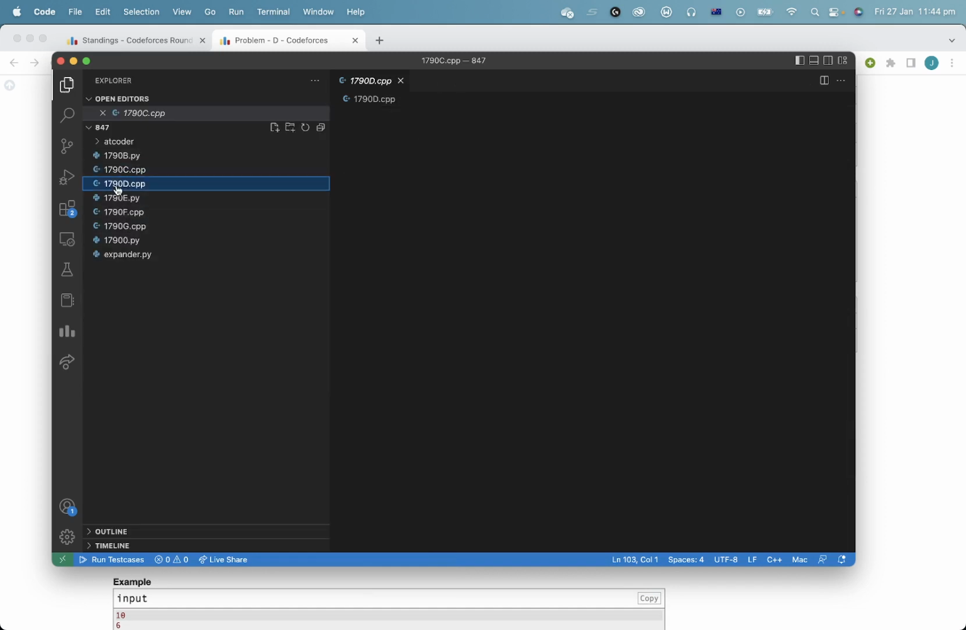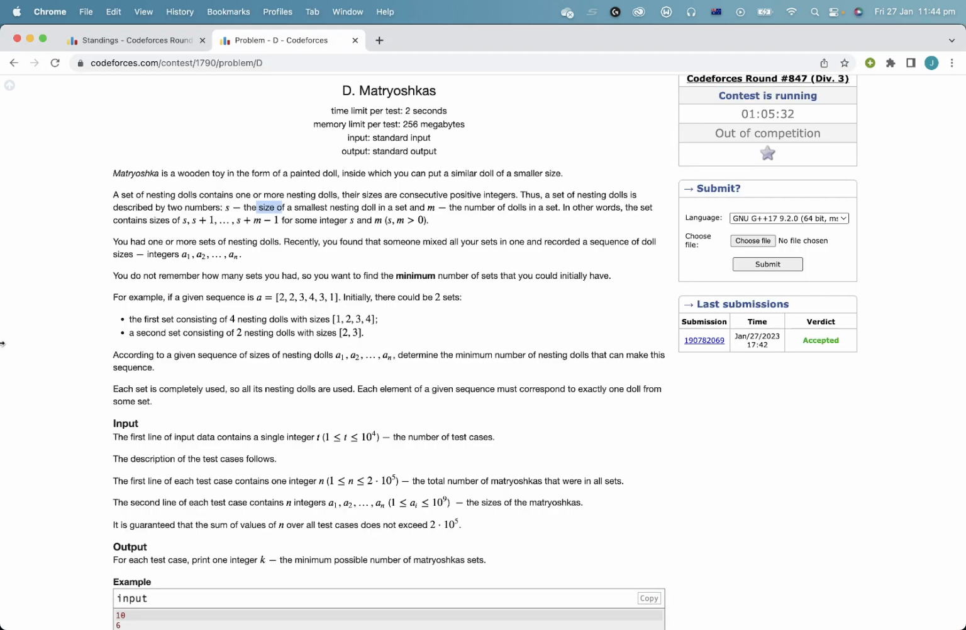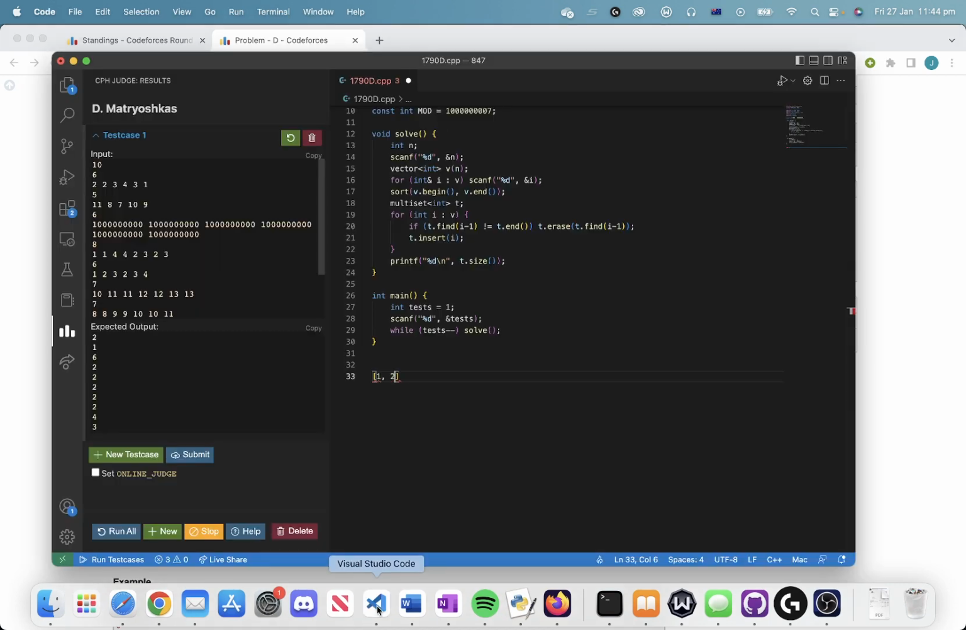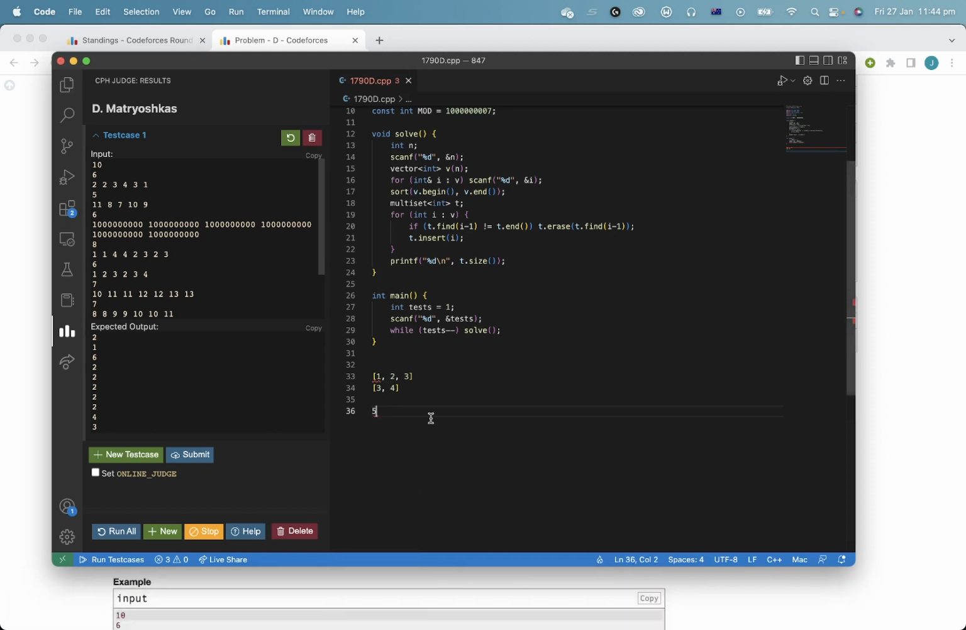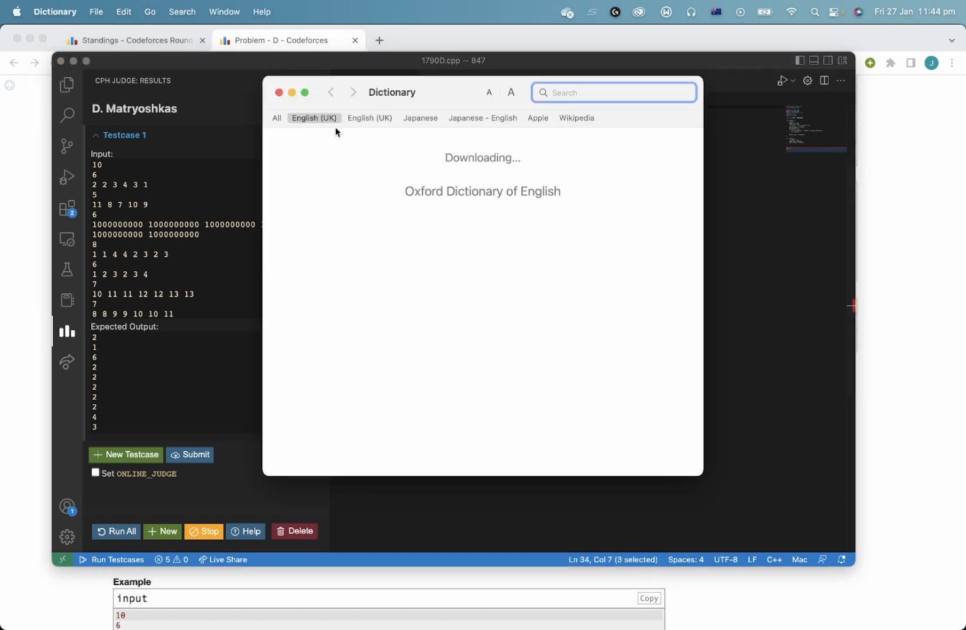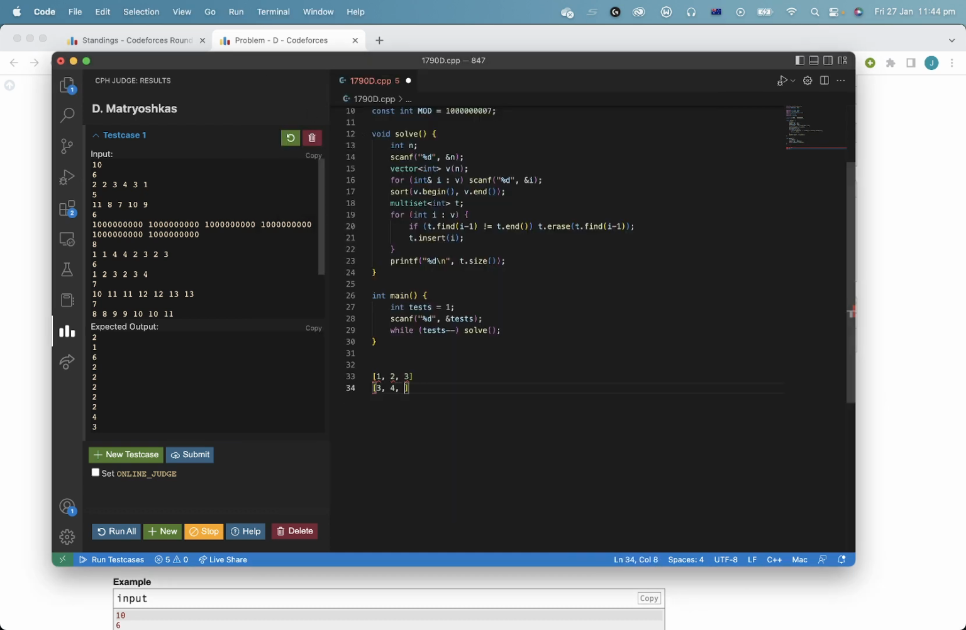What I mean by that is, let's say we already have the sets of dolls like 1, 2, 3, and 3, and maybe 3, 4. If I'm processing a doll of size 5, since there's already a stack that ends at 4, I might just as well extend that stack and add this 5 onto the end of this set. But if I was processing a doll size 6, for example, then I couldn't add this 6 anywhere, so I would have to create a new set.